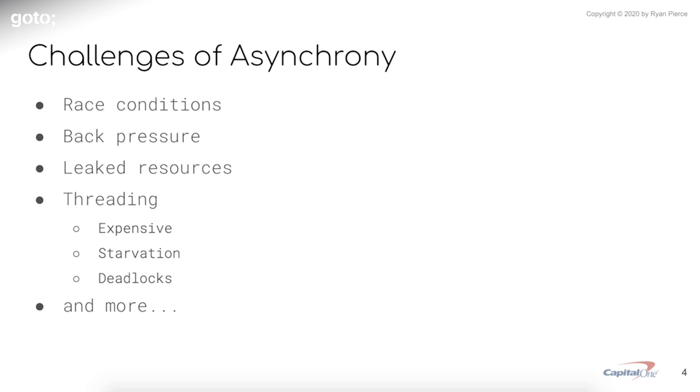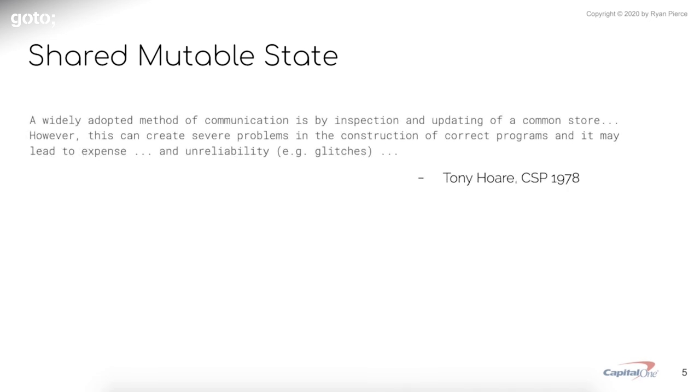Now, one of the underlying issues that can cause these problems is this thing called shared mutable state. And I'll describe it in the words of a famous computer scientist named Tony Hoare. Tony Hoare actually came up with one of the more popular implementations of quicksort. But in his paper, Communicating Sequential Processes from 1978, he stated, "A widely adopted method of communication is by inspection and updating of a common store."